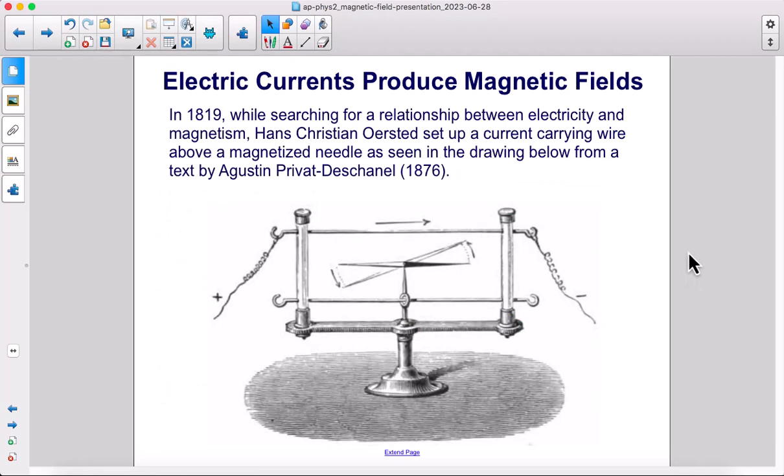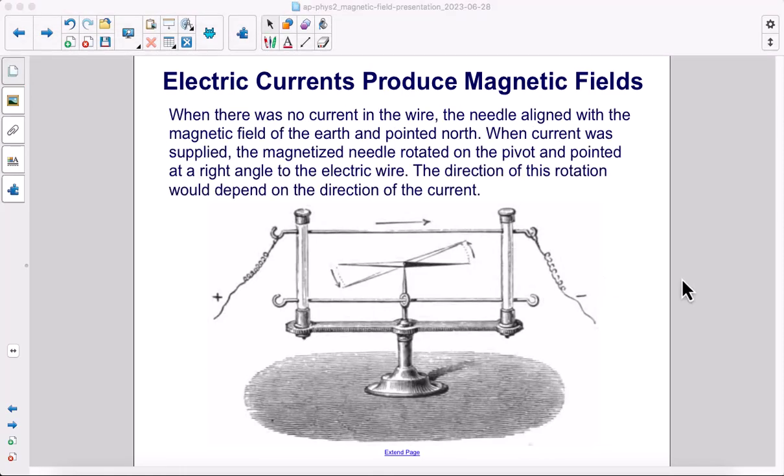In 1819, while searching for a relationship between electricity and magnetism, Hans Christian Ørsted set up a current-carrying wire above a magnetized needle, as seen in the drawing below, from a text by Augustin Privat Deschanel in 1876. When there was no current in the wire, the needle aligned with the magnetic field of the Earth and pointed north. When current was supplied, the magnetized needle rotated on the pivot and pointed at a right angle to the electric wire. The direction of this rotation would depend on the direction of the current.